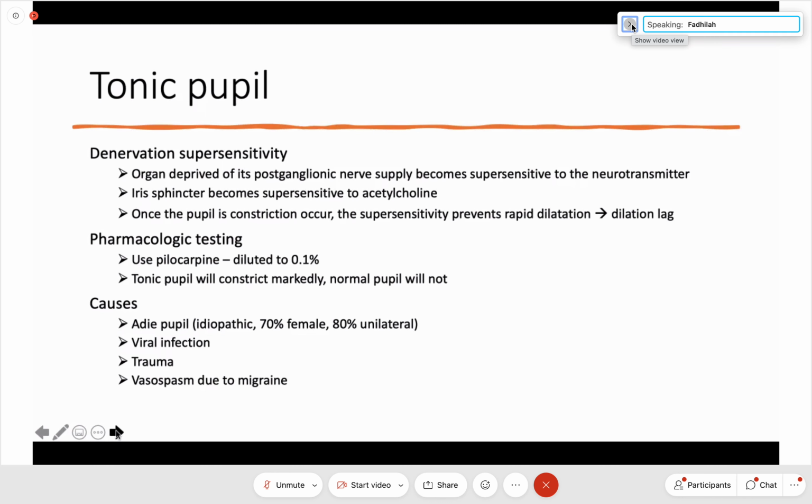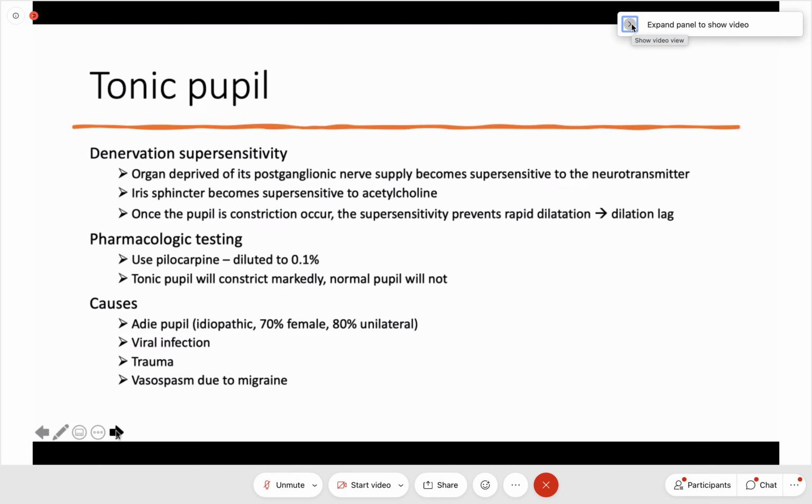Okay, now have a look at the pharmacologic testing. You can use pilocarpine, which is commercially available. You can use the 1% and dilute it with water for injection to make it 0.1%, and then instill to the lower cul-de-sac and wait for about 45 minutes. And then tonic pupil, you would see that they would constrict markedly. Normal people, if you put this very small percentage of pilocarpine, they will not do anything. But because of the denervation supersensitivity of tonic pupil, they would constrict.